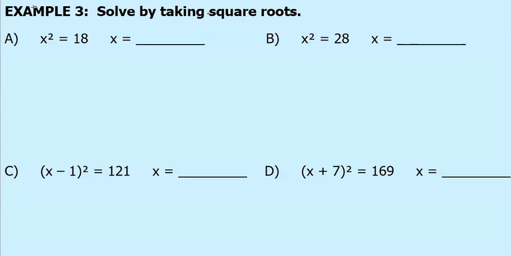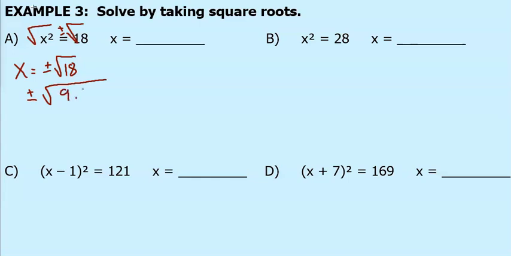Example 3. Solve by taking square roots. We have x squared equals 18. So we'll take the square root of each side and put plus or minus in front of the 18. So x equals plus or minus the square root of 18. But we can reduce this square root.